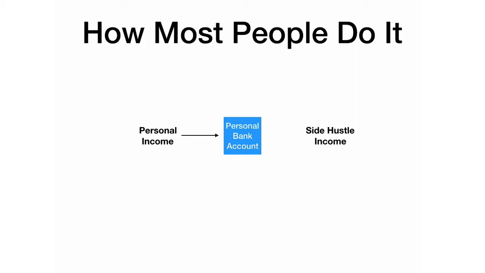The first scenario is the one that most people have, and it's this one. This is how most people set up their bank account when they decide to start their side hustle and start making money. They have their personal bank account, and they get personal income from their regular job, let's say, and that goes into their personal bank account, and that's pretty much where most people are at. But then they have the side hustle that they've started, and their side hustle income starts to come in, and they think, well, where should I put it? And they put that in their personal bank account. This, let me tell you, is wrong.